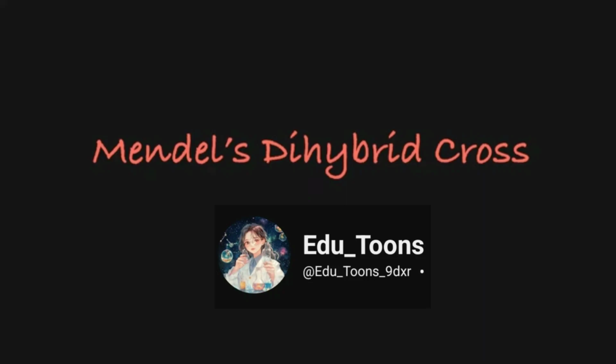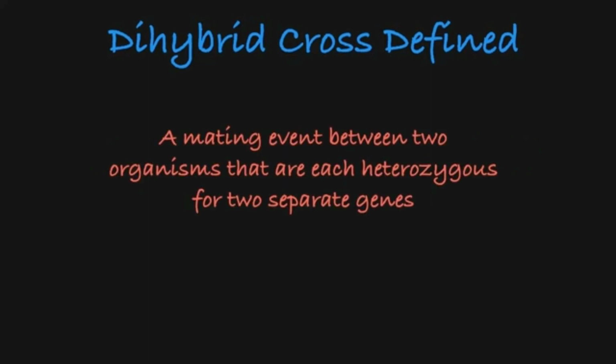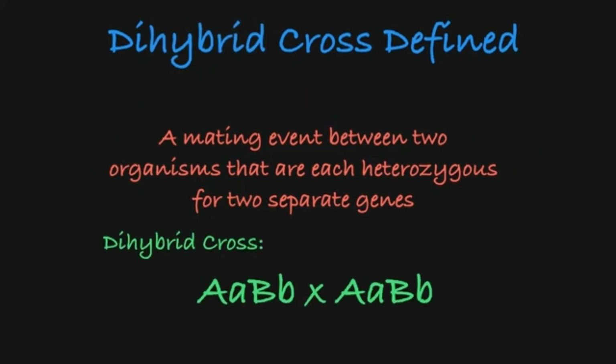In this video, I will explain Gregor Mendel's dihybrid cross. A dihybrid cross is a mating event between two organisms that are heterozygous for two separate genes. Di, meaning two, refers to the fact that we are looking at two genes, and hybrid, meaning mix, refers to the heterozygous genotype. So our parent genotypes in this cross are both heterozygous for two genes.